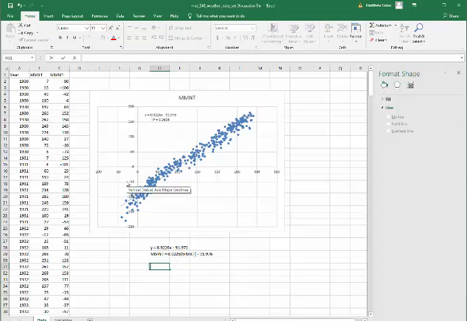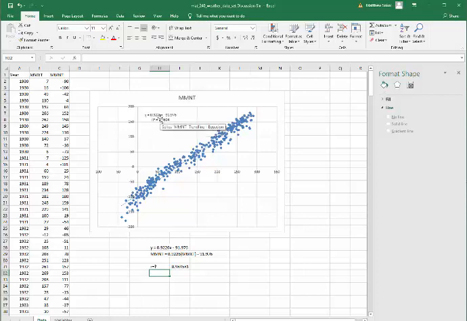Now the value of r, so r is the linear correlation coefficient. What does r equal? Well, here you're given r squared, so you have to square root the value of r squared, so the square root of 0.9694. That right there is r, so you have to take the square root of r squared.